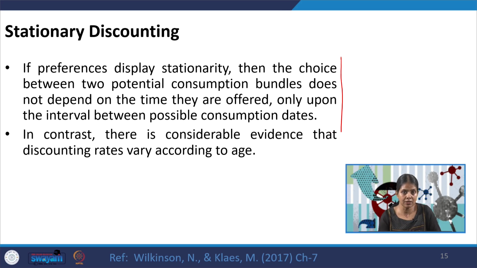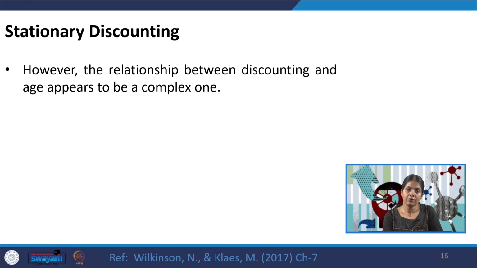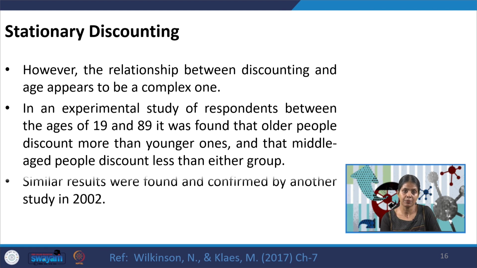In contrast, there is considerable evidence that discounting rates vary according to age. For example, Michel and Metzner have found that willingness to delay gratification increases with age, implying that older people have a lower discount rate. However, the relationship between discounting and age appears to be a complex one. In an experimental study of respondents between the ages of 19 and 89, it was found that older people discount more than younger ones and that middle-aged people discount less than either group. Similar results were found and confirmed by another study in 2002.